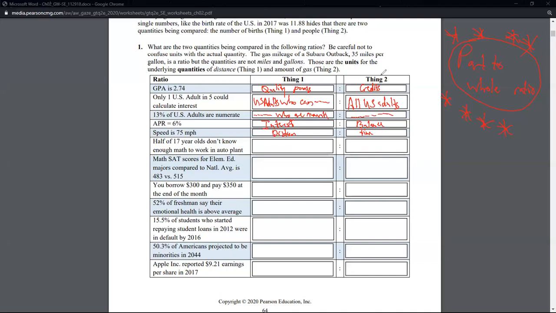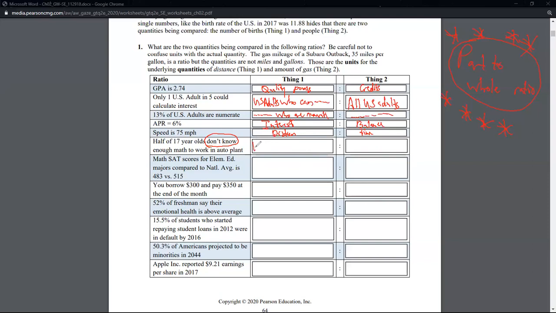Half of 17-year-olds don't know enough math to work in an auto plant. Another scary statistic. There's a decent amount of math that you need to know to work in an auto plant, apparently. Probably because they work with computers. They end up programming dimensions and things. There's a lot of different nuances, and I certainly have never worked in an auto plant, so I don't know too much of them, but I've seen just a little bit here and there. Again, the point of this is half of a total population don't know math. So we're comparing not the ones who can to can't, and in this situation, we're focusing on the don't aspect.